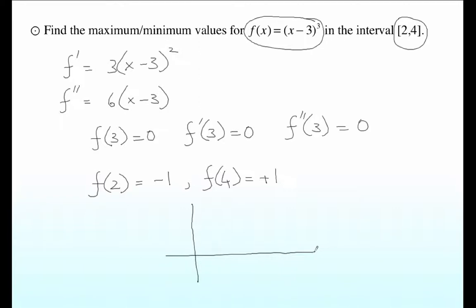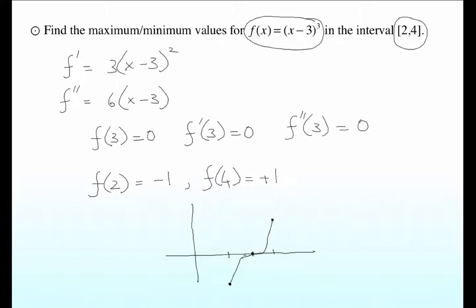So let's make a rough plot. Here is 2, here is 4, 3. The function is 0 over here, also its first and second derivatives. It starts from here at minus 1, ends up here at plus 1, and so it's got to go up in such a way that it becomes 0. Also its first and second derivatives become 0.